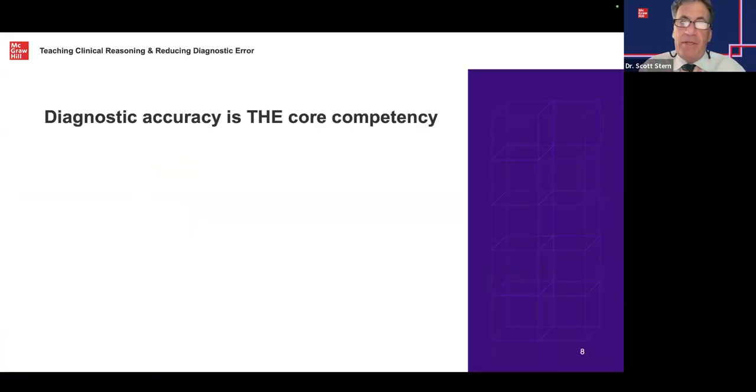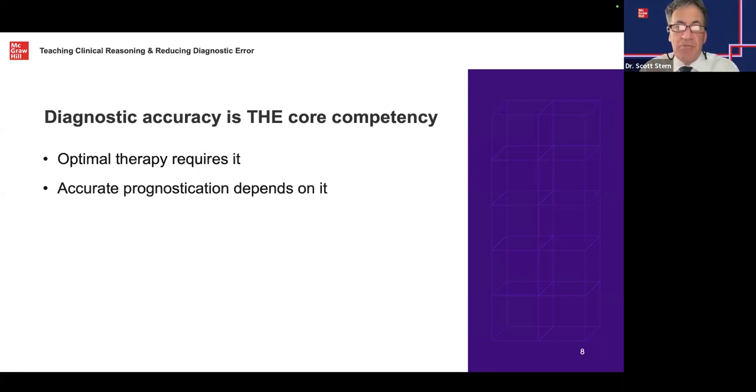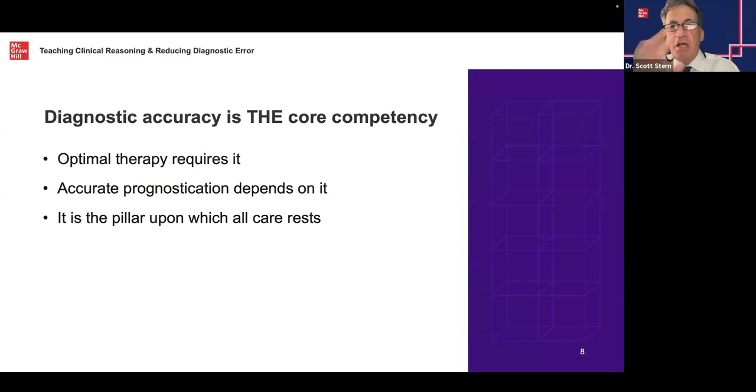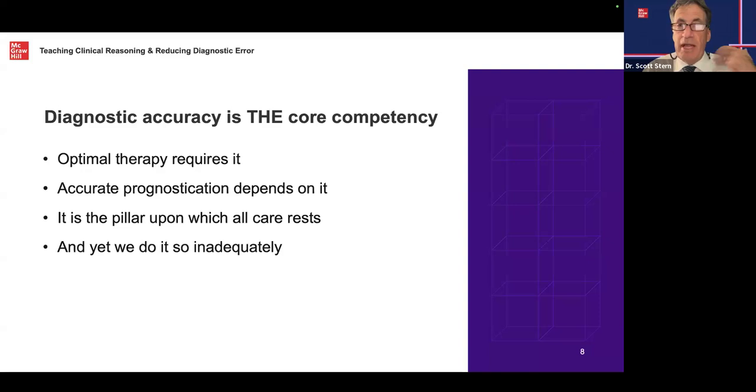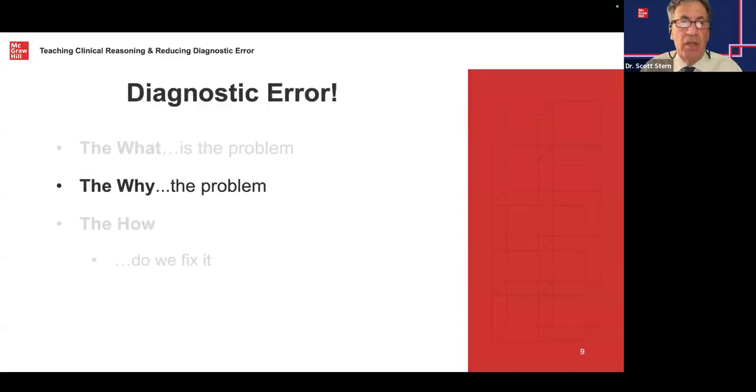I would actually make the argument, having been in medical education for decades, that diagnostic accuracy is the core competency, not a core competency amongst 20, but the core competency. I argue that because optimal therapy requires it, accurate prognostication requires it, and it's the pillar on which everything else stands. If we don't accurately diagnose patients, nothing else we do is going to be very helpful. And yet we do it so inadequately, as I've just shown you.